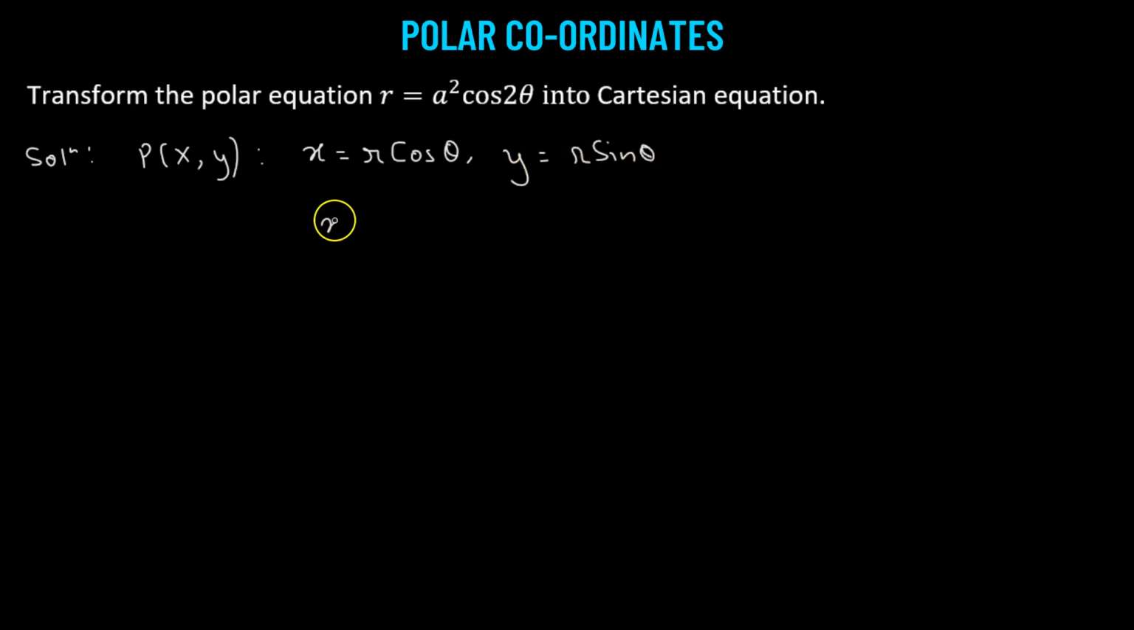Now we can do one thing. We can square x and add it to the square of y. This is going to become equal to r squared. This is one relationship which we'll be using.